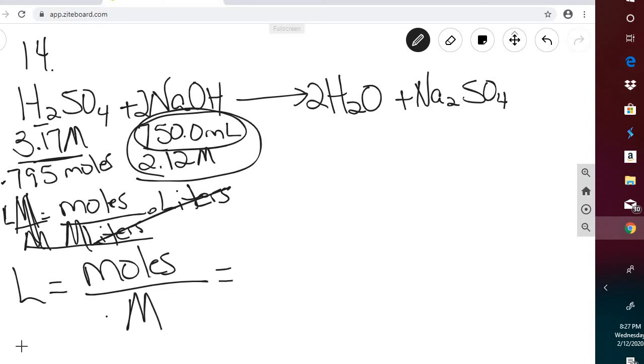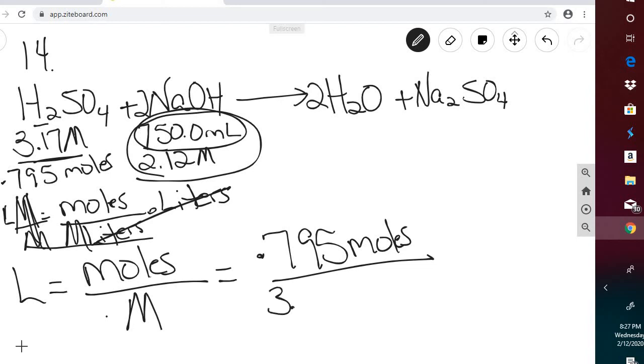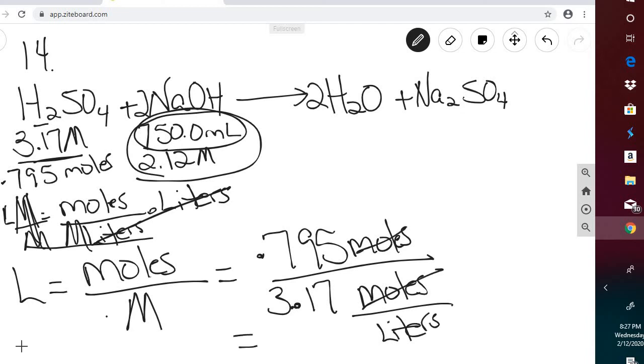The number of moles we just figured out was 0.795 moles. And the molarity given at the very beginning was 3.17 molarity, which is the same as moles over liters. So moles are going to cancel, you're left with liters. And if you do that math, you should get 0.251, with 3 significant figures, 0.251 liters.